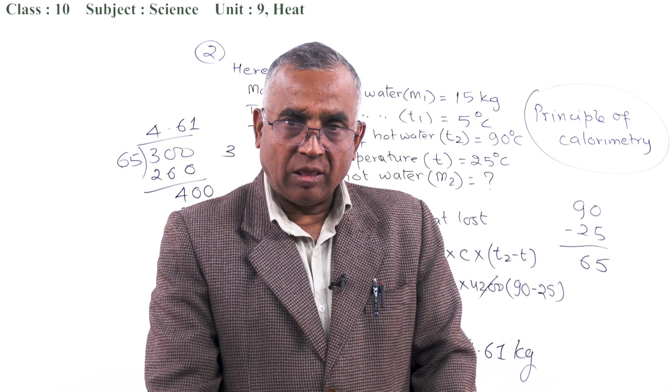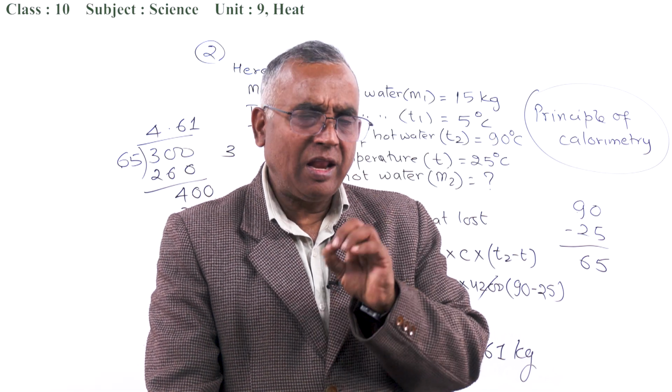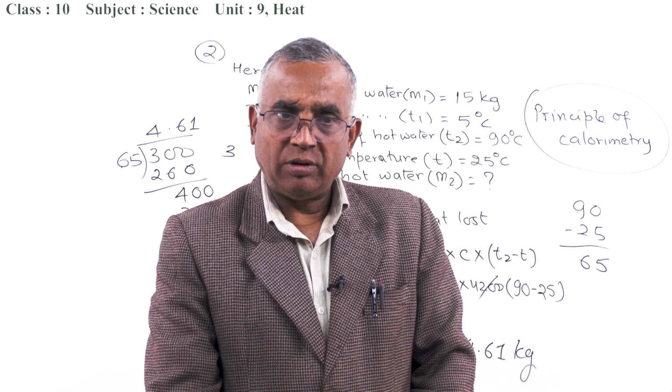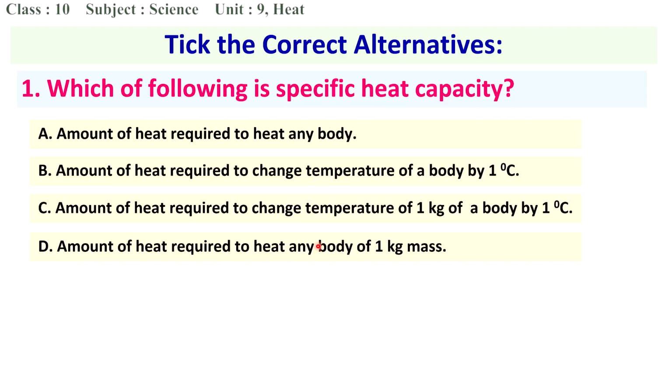Yeah. Now, whatever you have learnt, mainly we have discussed heat capacity and specific heat capacity. So let's see question number 1. Here the question is, which of the following is specific heat capacity? Amount of heat required to heat any body. Amount of heat required to change the temperature of a body by 1 degree Celsius. Amount of heat required to change the temperature of 1 kg of a body by 1 degree Celsius. Amount of heat required to heat any body of 1 kg mass.